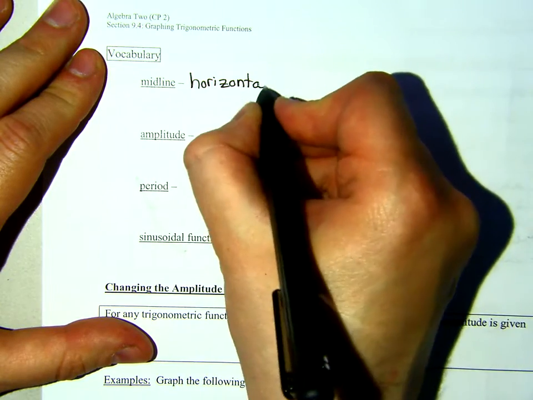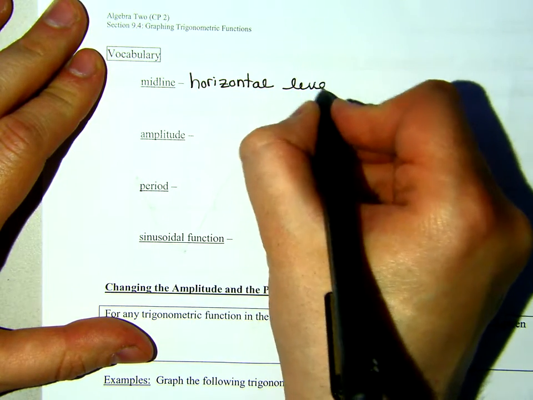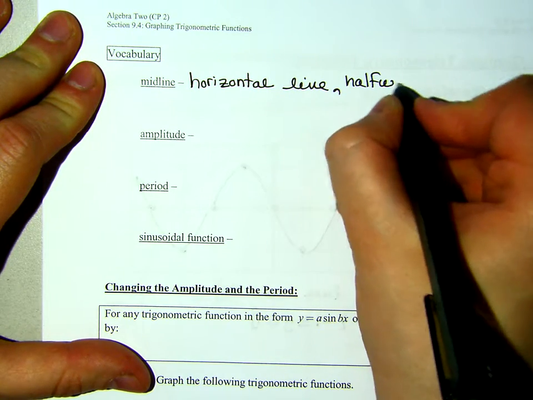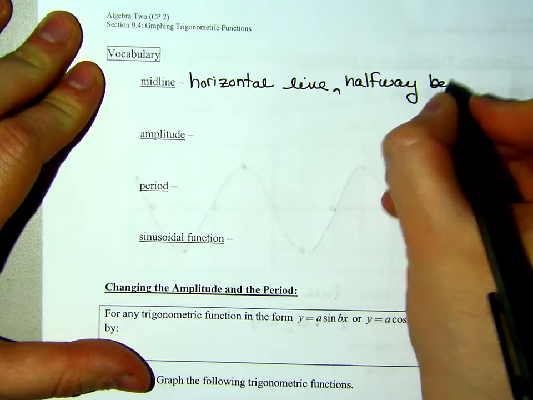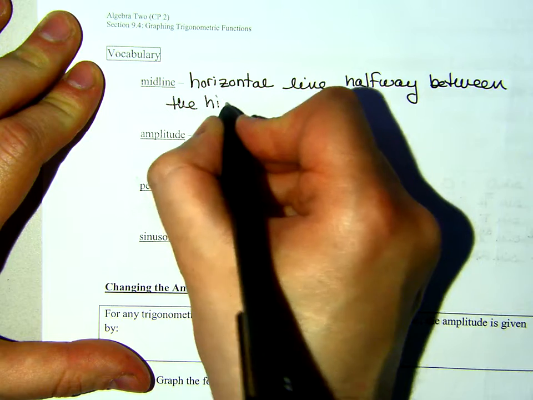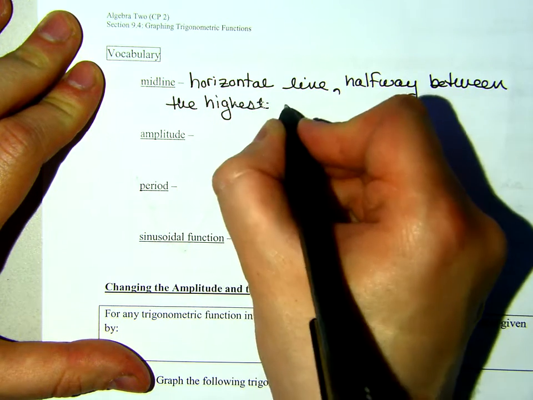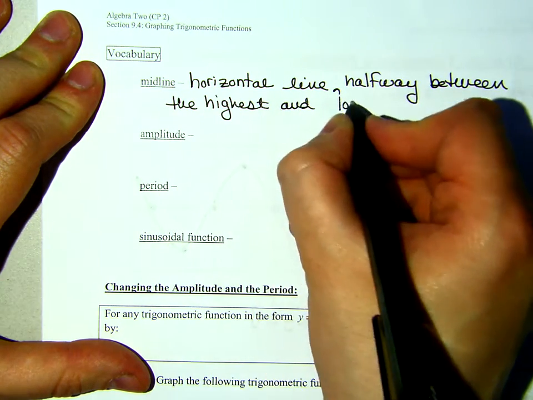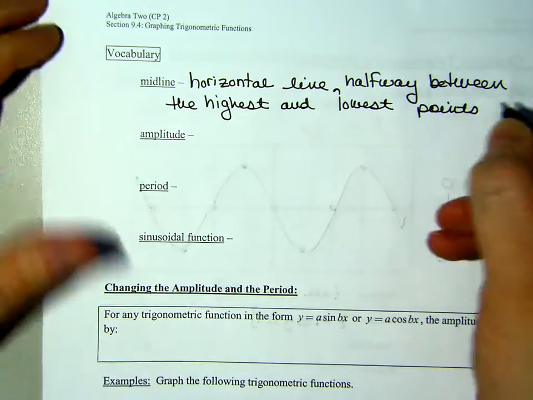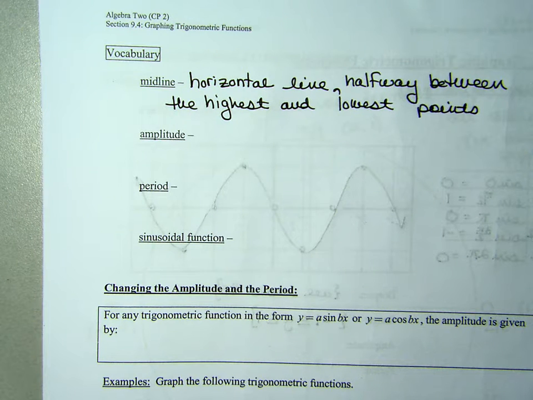That is now an H. It is a horizontal line halfway between the highest and the lowest points. We should be copying down this definition of a midline for these graphs, so hold on a moment. Let's just write it down and then we'll actually think. Horizontal line halfway between the highest and the lowest points.